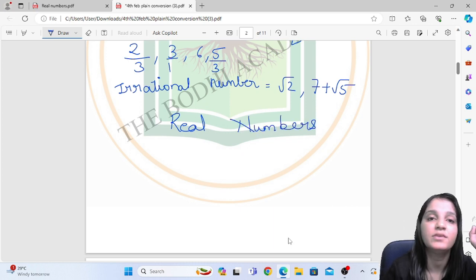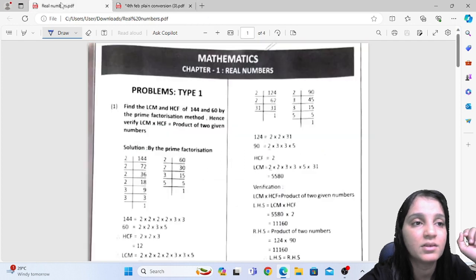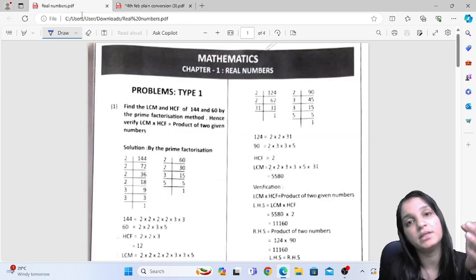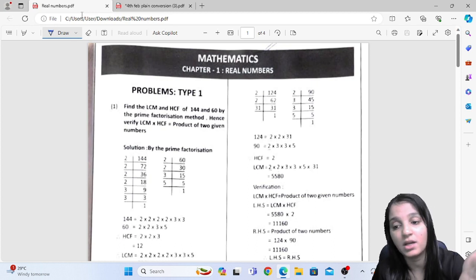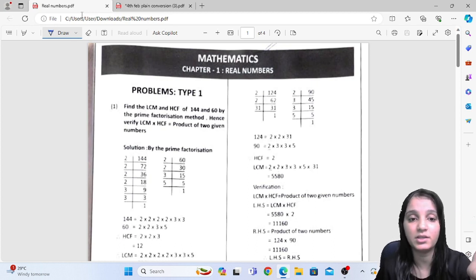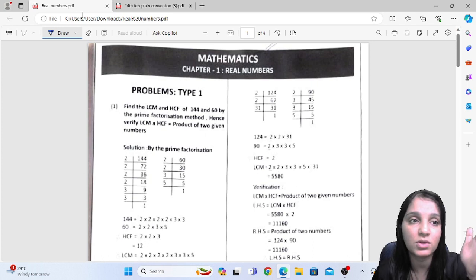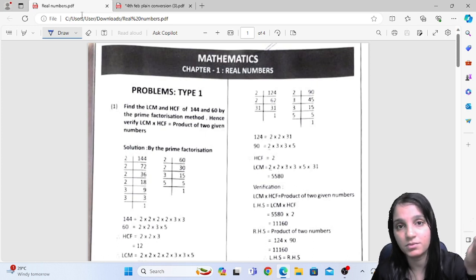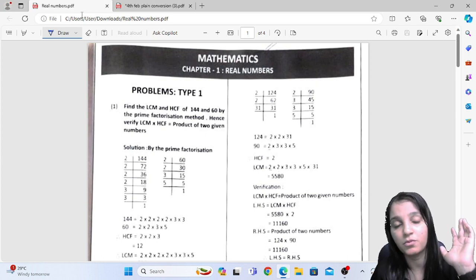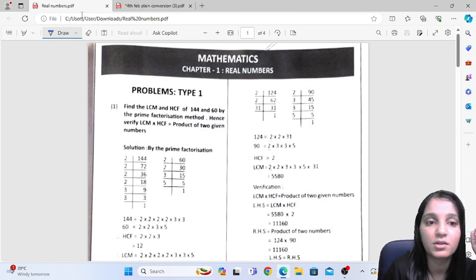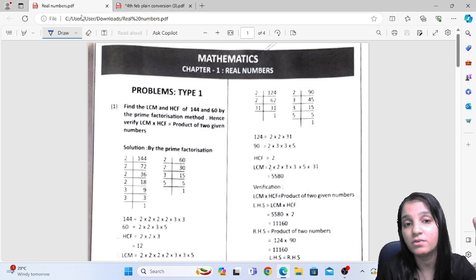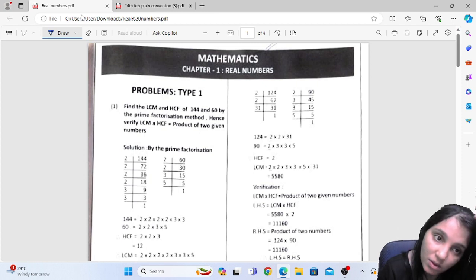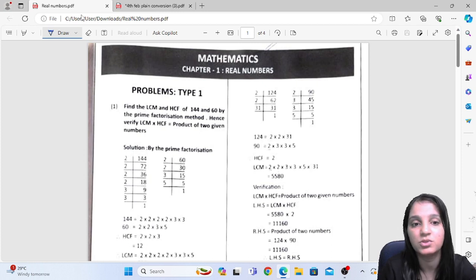So let us start with our chapter. We are going to do basically the main things which are going to come for the board exam, because right now your prelims are starting. So I just want to focus on the main things from the Goa board point of view. Now, type 1 questions which can come in the Goa board, which are asked mostly.